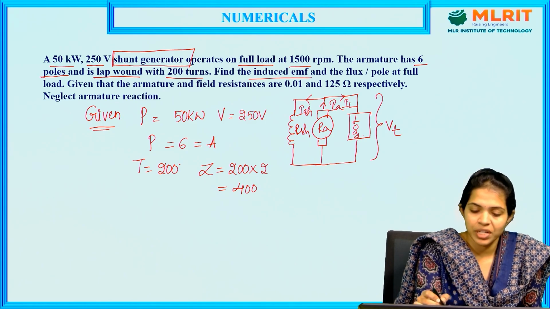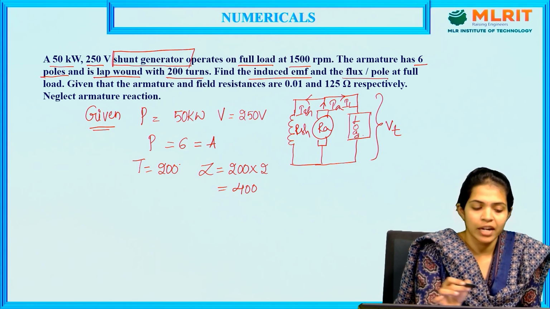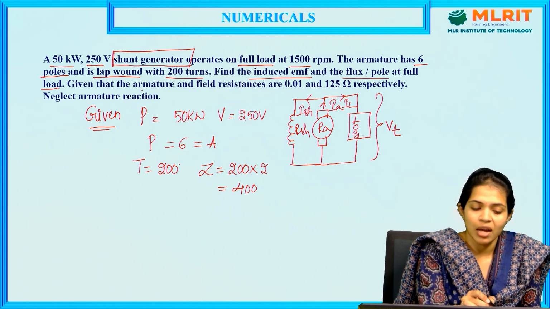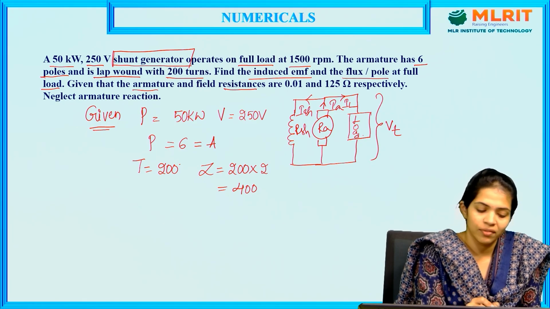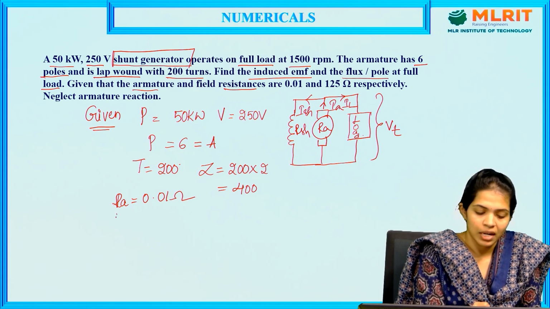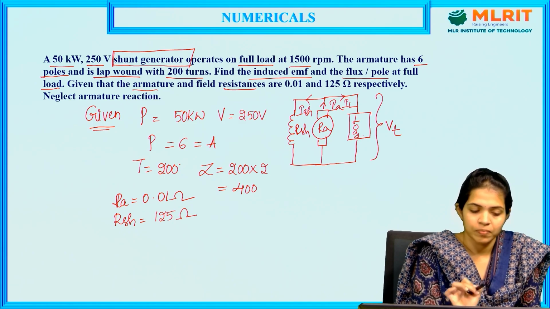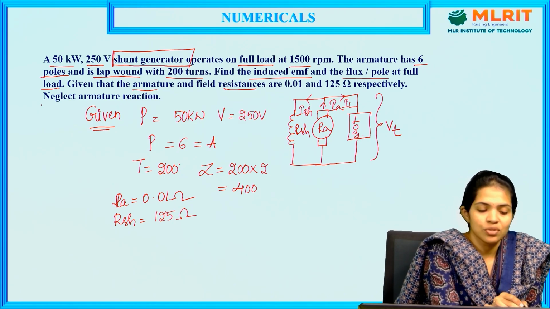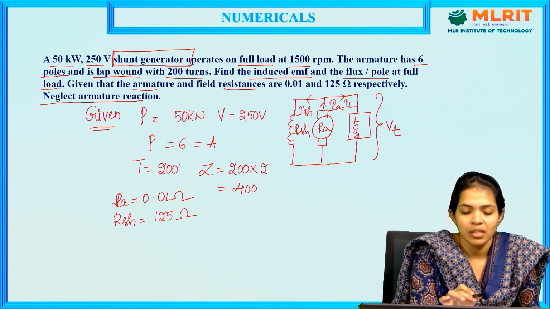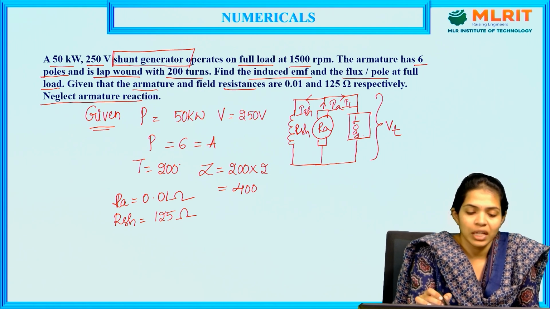Find the induced EMF and the flux per pole at full load. The armature and field resistances are given as Ra equals 0.01 ohms and Rsh equals 125 ohms. He is asking us to neglect the armature reaction here. So now we have to find the induced EMF and the flux per pole.